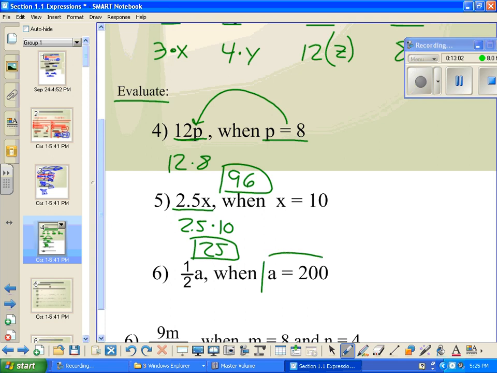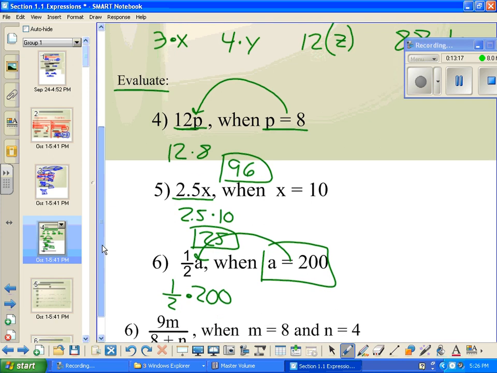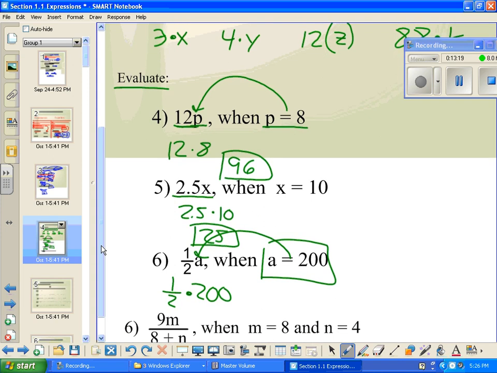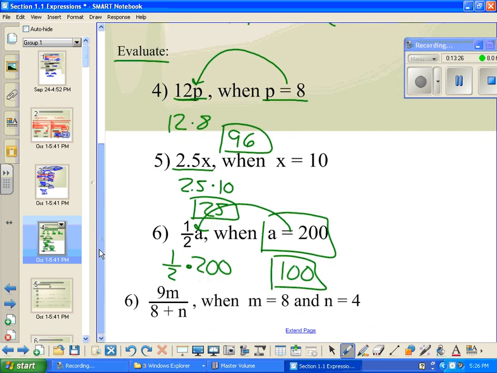Okay. Well, again, a equals 200. That means I'm going to put 200 right in there. Okay, right in my expression for where a is. So 1/2, and even if it's a fraction right next to a variable, it still means the same thing. I'm going to take 1/2 times 200. What is 1/2 of 200? Well, in this case, that's just 100, so that's how I can figure that one out. 1/2 times 200 just means take half the number. Half of 200 is 100.